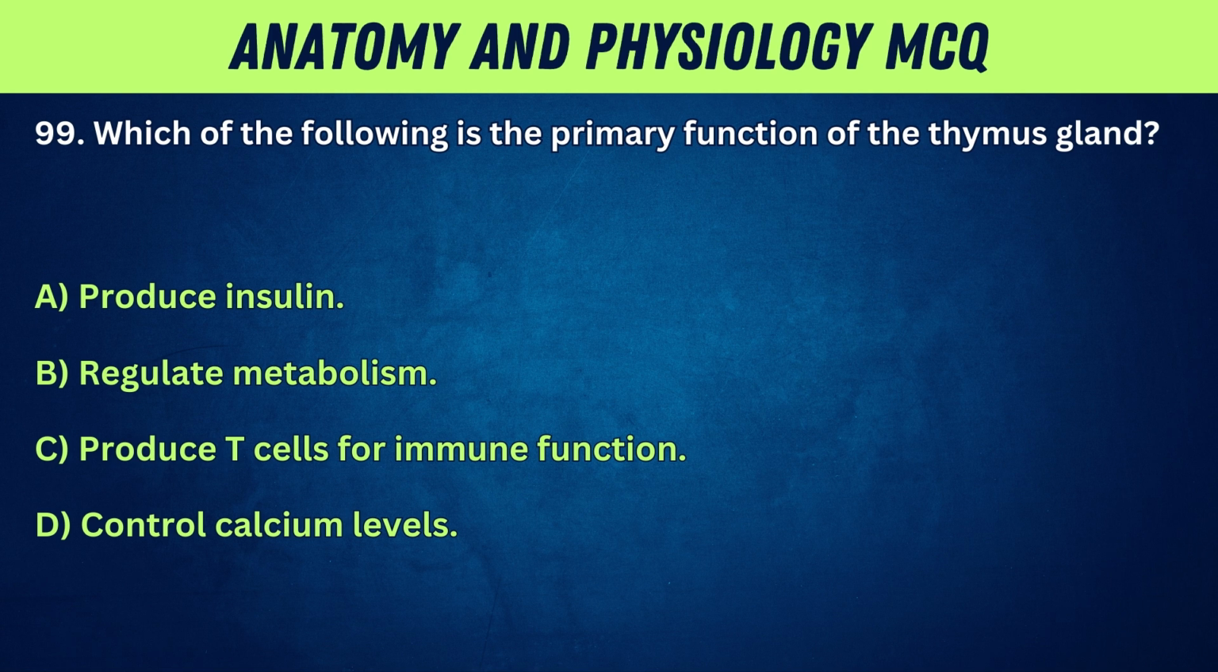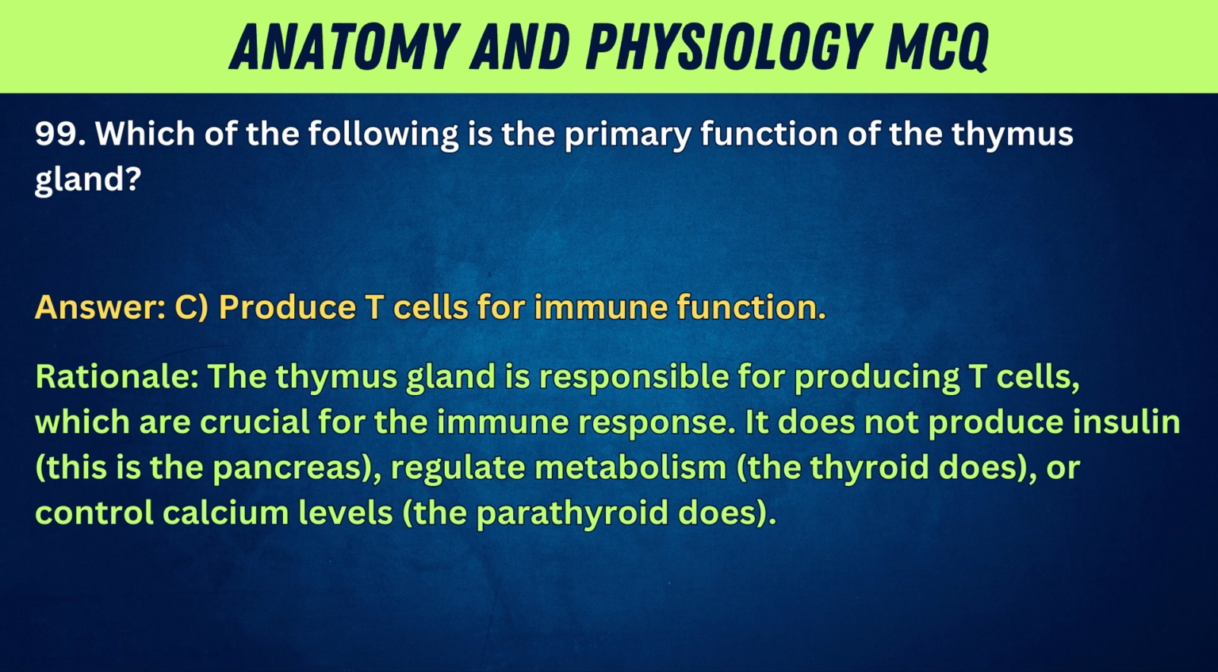99. Which of the following is the primary function of the thymus gland? A. Produce insulin. B. Regulate metabolism. C. Produce T cells for immune function. D. Control calcium levels. Answer: C. Produce T cells for immune function. Rationale: the thymus gland is responsible for producing T cells, which are crucial for the immune response. It does not produce insulin. This is the pancreas. Regulate metabolism, the thyroid does, or control calcium levels, the parathyroid does.